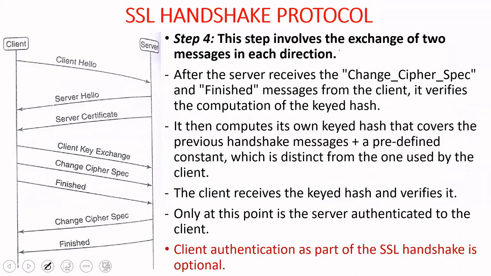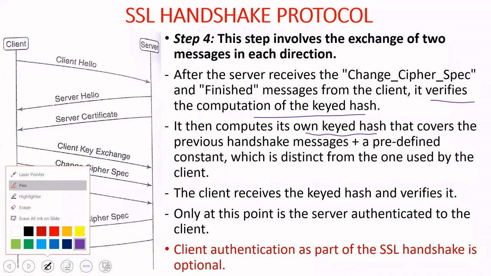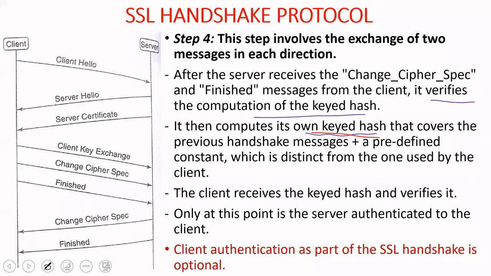So now, once the server receives the change cipher spec message and the finished message, it verifies the computation of the keyed hash. Once it is satisfied, it will compute its own keyed hash. Now, what is this keyed hash? It takes all the previous messages that it has sent. What are the messages that the server has sent? It has sent the server hello message, and it has sent the server certificate. So it takes these messages.